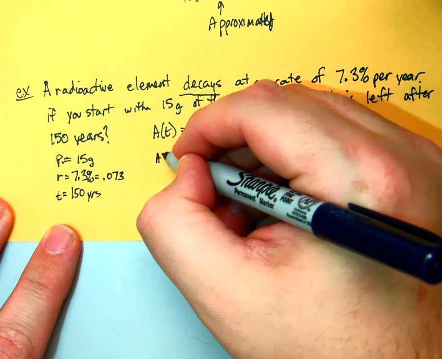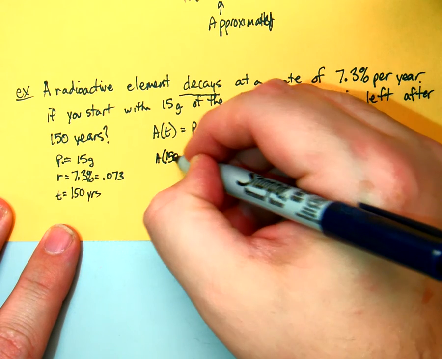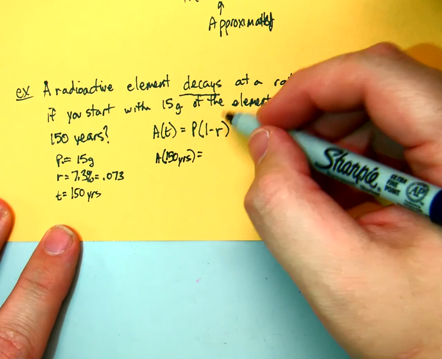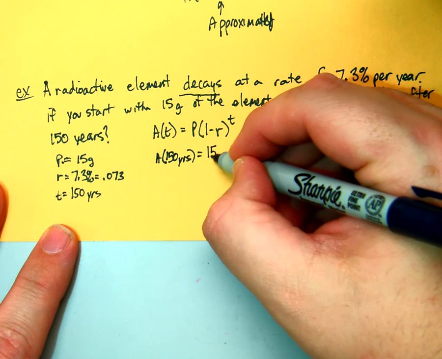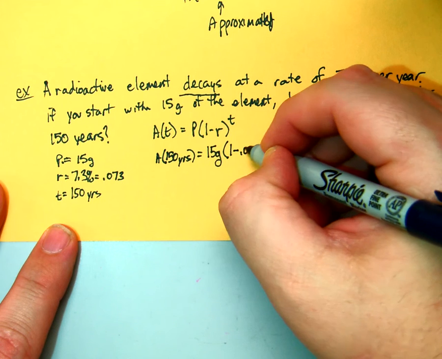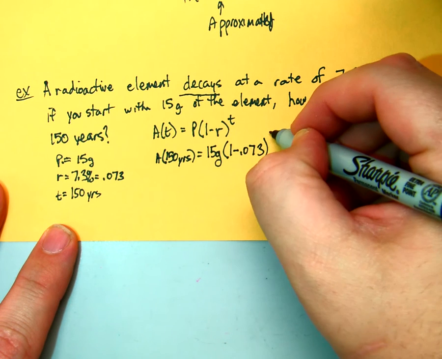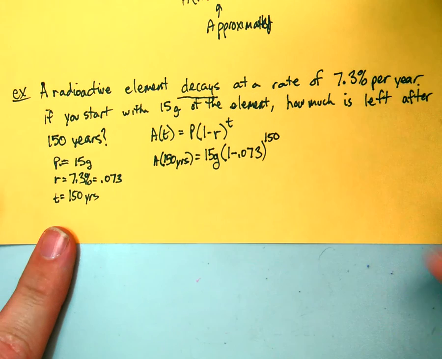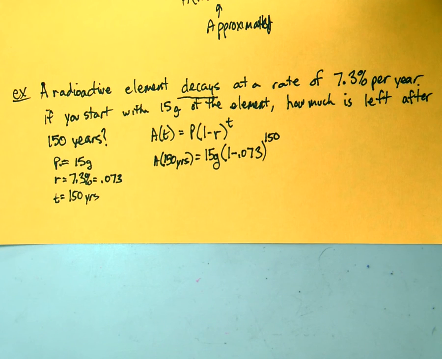So A of 150 years, well, what's the original amount? And then 1 minus 0.073 to what power? Now, the nice thing is, ladies and gentlemen, you don't have to calculate the 1 minus the 0.073 because our calculators will do it for us. So now we go to our calculator.